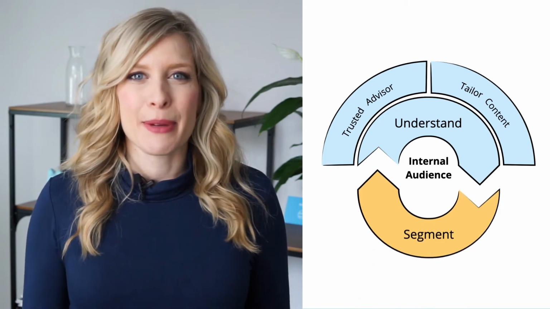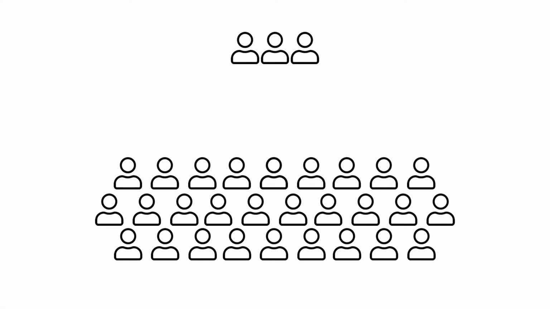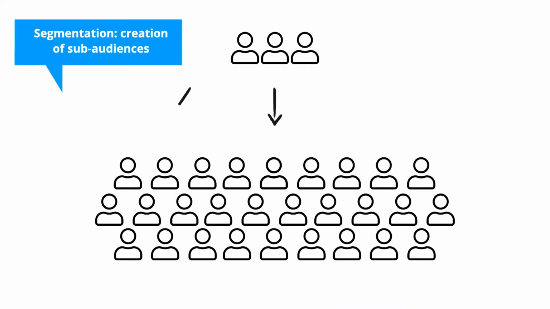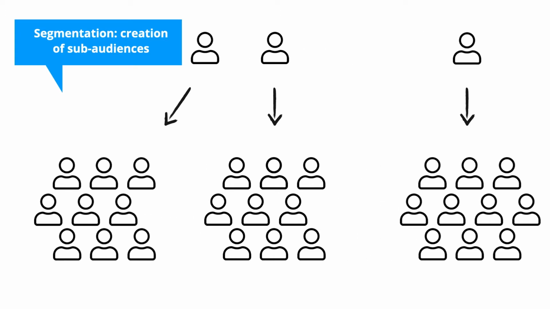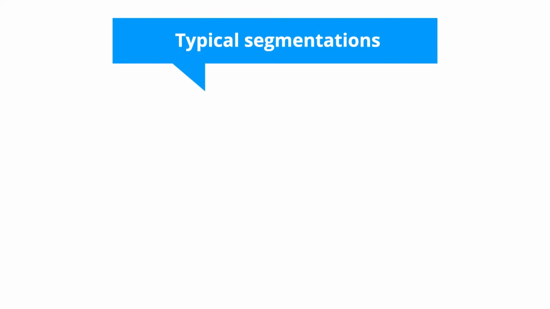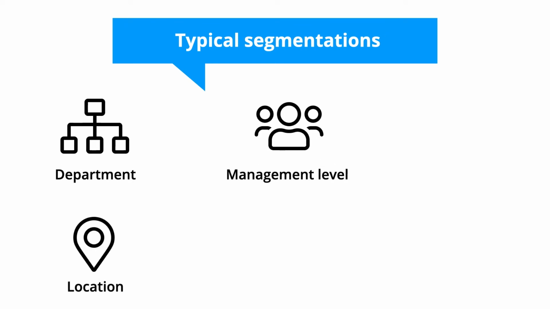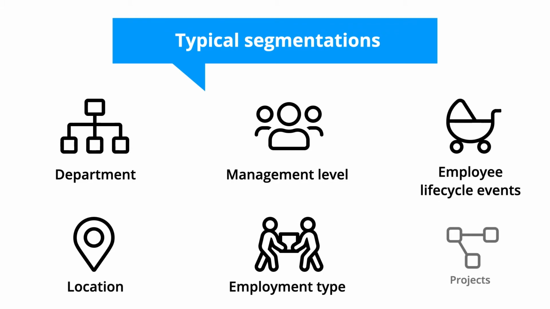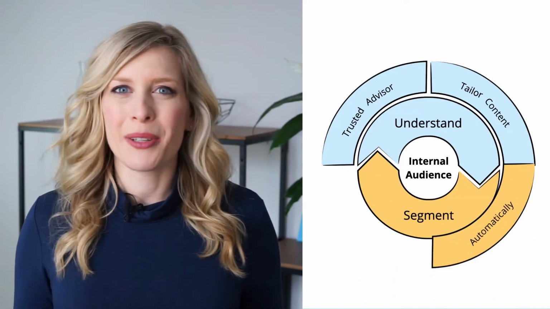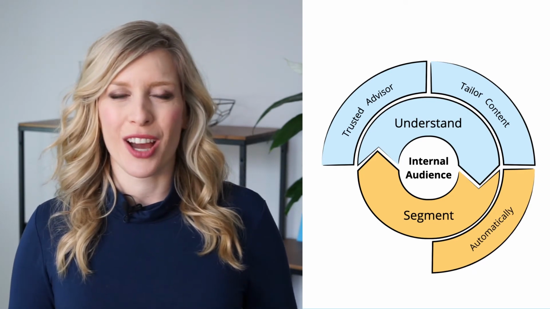The next step is the segmentation or splitting up of your audience. This means that the whole audience is broken up into sub-audiences, and they receive specific information relevant to them to avoid information overload. Here are some typical segmentations. Divide audiences by department, location, management level, employee type, employee's life cycle, and projects. This segmentation should be done automatically and then becomes the basis for the targeting of content. Now keep in mind, personas are not always useful for segmentation because there's no exact match for an actual group of employees to personas. But it could be a good fit. For instance, with plant workers in a factory or for a leadership group.